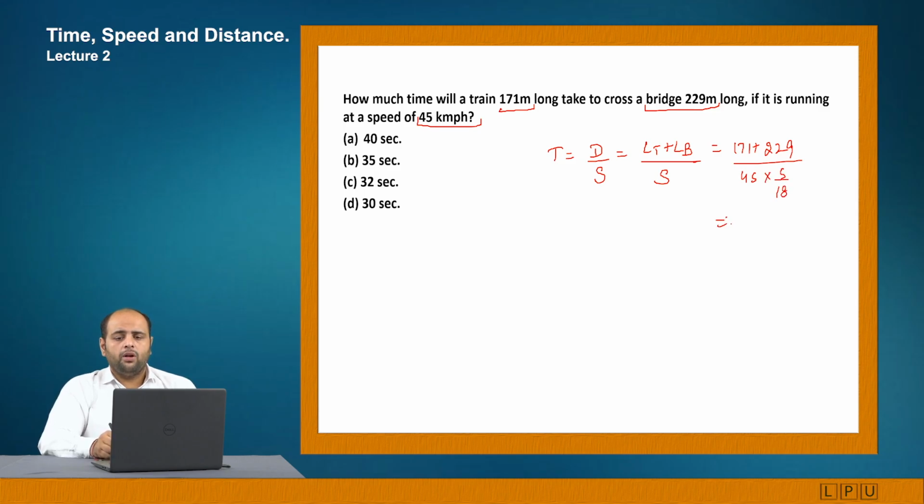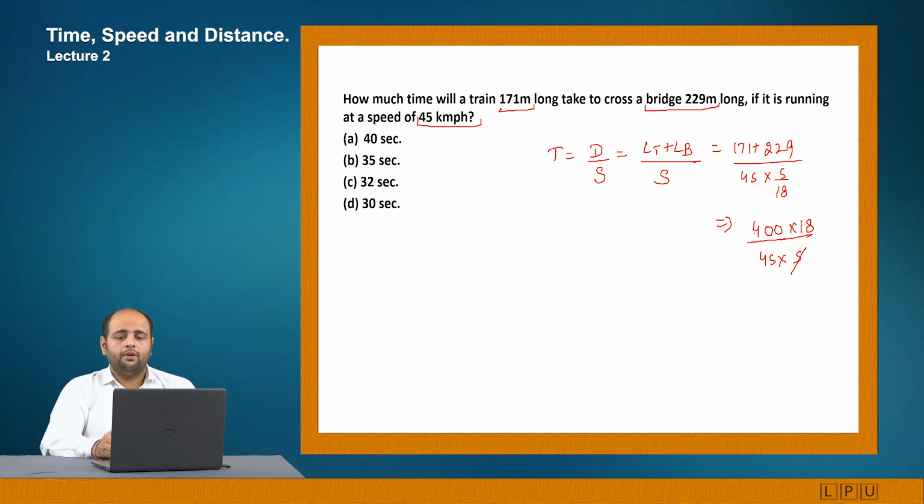It will be 9 plus 1, 0, and 2 plus 7, 9 plus 1, again 0, and then it will be 1, and 2 plus 1, 3 plus 1, that will be 400. And it will be into 18 upon 45 into 5. Okay, so we have to solve.